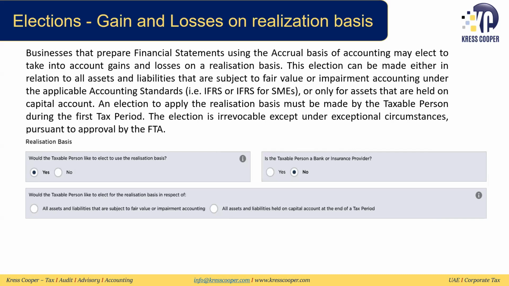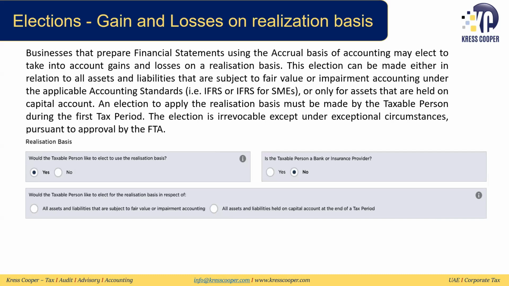When we say realization basis, we mean that the gains and losses will be accounted for when the asset is disposed of or sold off. So if you are making this election, then you need to make it either for all assets and liabilities that are subject to fair value or impairment accounting under the applicable accounting standards, or only for the assets that are held on capital account. So one of these you have to choose.